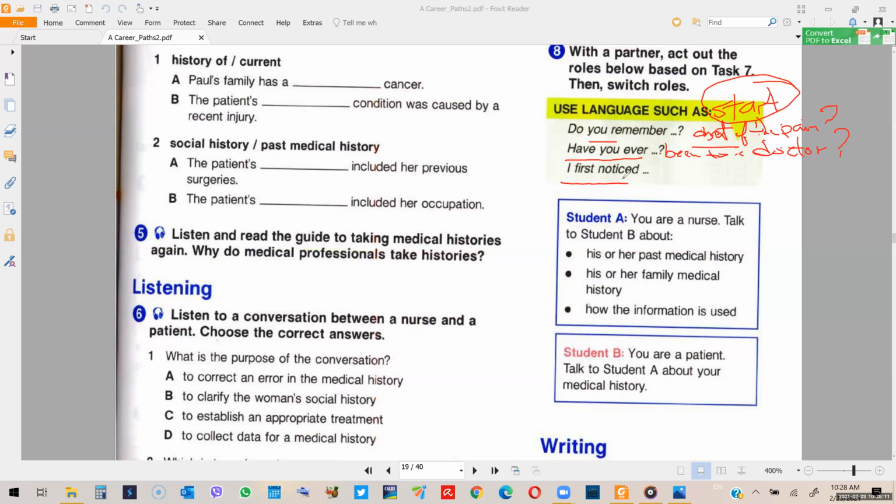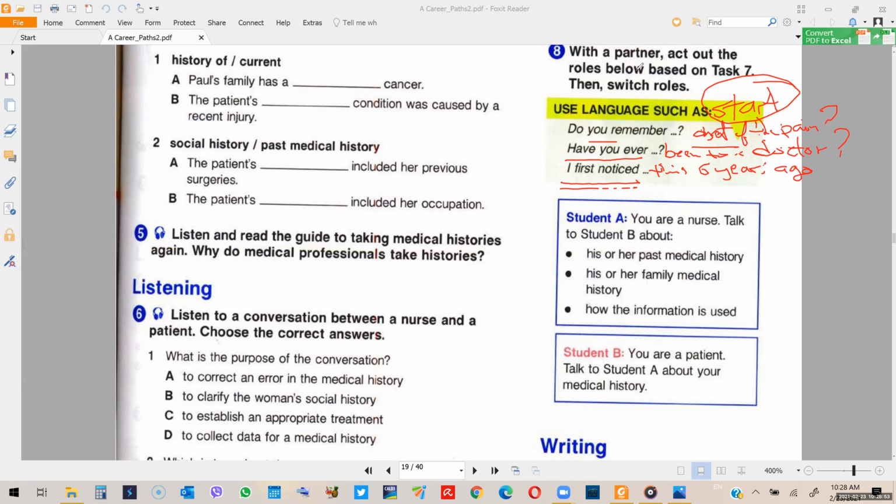I first noticed this, yes, 6 years ago. This is the patient's answer when the nurse asked about the onset. Do you remember the onset of the pain? Yes, I first noticed this 6 years ago. So in this way, the patient talks about her history. Well, this is a very simple topic. It's not a very difficult one.